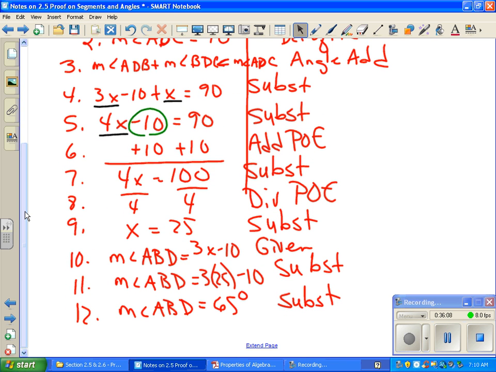I see I've reversed a couple of letters here, so let me fix that. The picture doesn't have an ABD, it has an ADB. And then once you find that equation, you plug in this 25 for the x. So 3 times 25 minus 10 equals 65. So in that particular case, I found the angle that I wanted to know was 65.